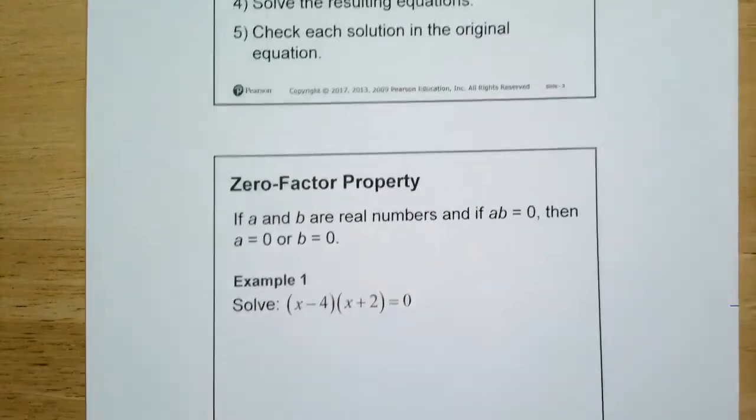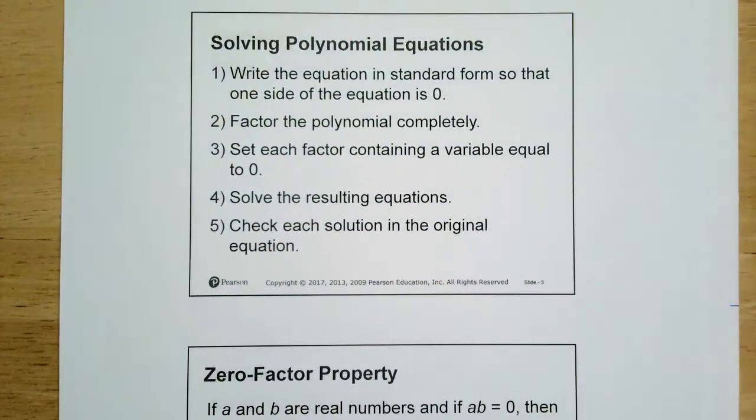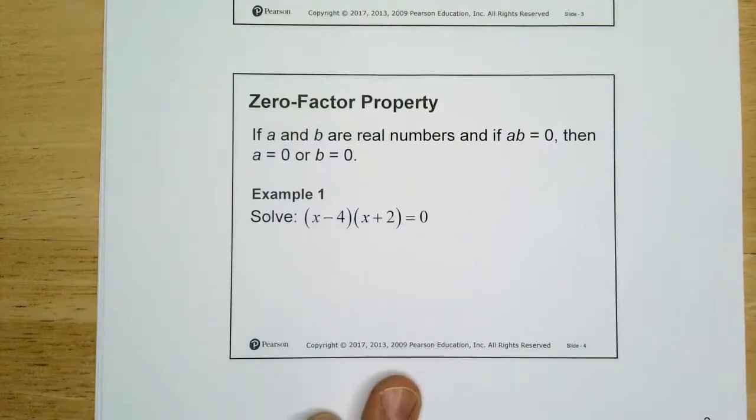So to solve polynomial equations, we want to write the equation in standard form so that one side of the equation is equal to 0. Then we will factor it completely. Then we will set each factor containing a variable equal to 0, solve that equation, and check the solutions in the original equation. Sounds like a lot, but we're going to go over it.